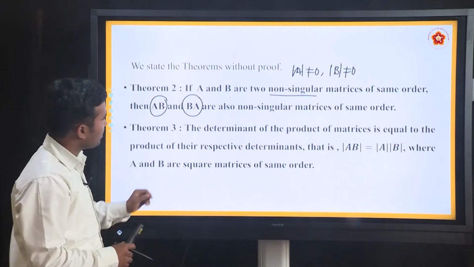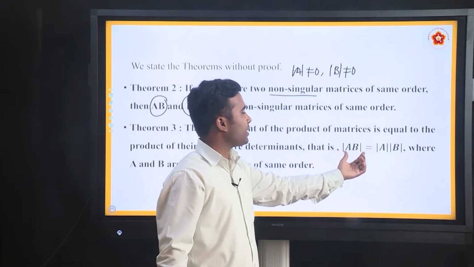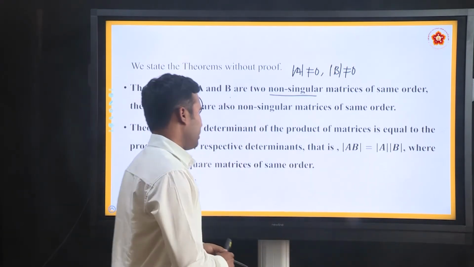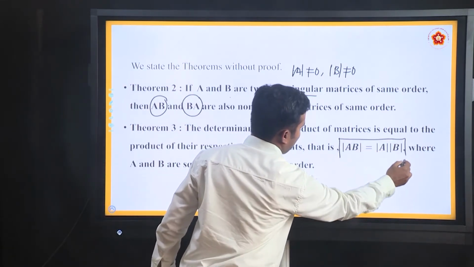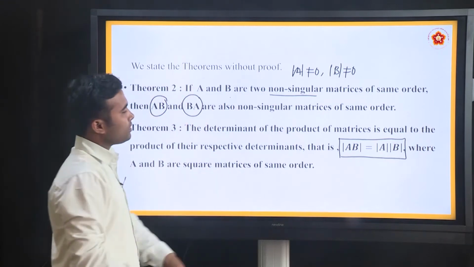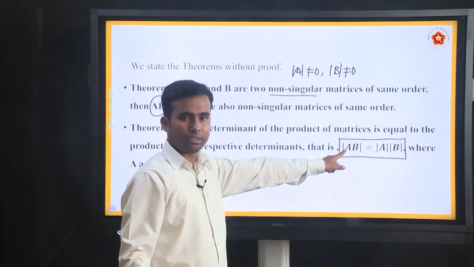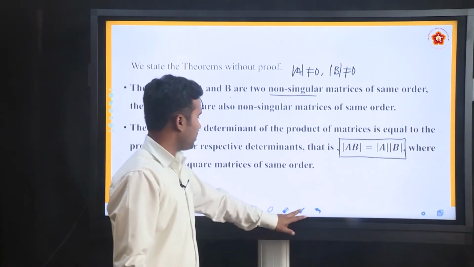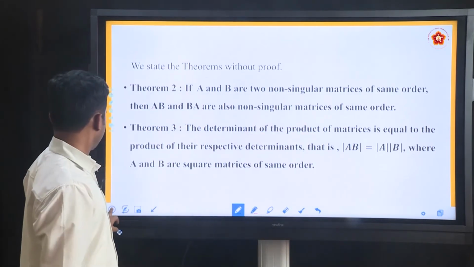And we have another theorem over here, that is determinant of AB is equal to determinant of A into determinant of B. Here A and B are square matrices of the same order. So this expression we are also going to use while doing the problems. You just remember the statement of the theorem, we need not prove it.